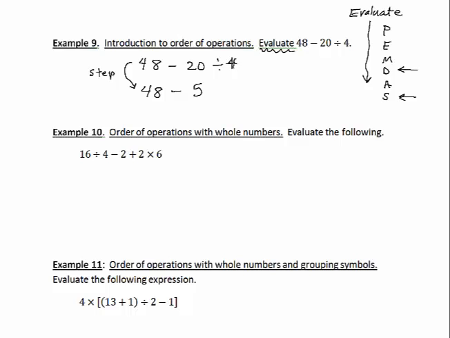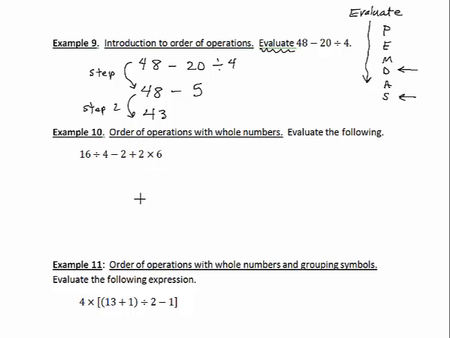We took this, we divided, and that brought us to this point. We took one step. Okay, so I write it on the line below. 20 divided by 4 is 5. So now we only have one operation here. So we could call this step 2. 48 minus 5, 43. Alright.